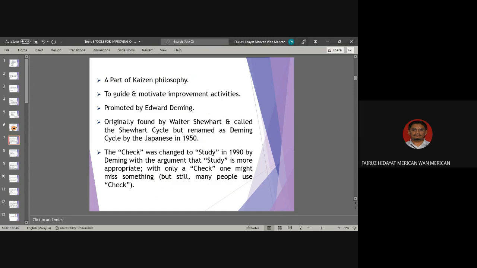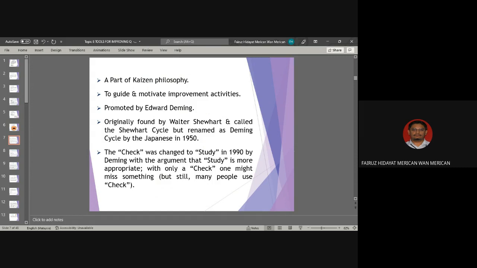So it's part of the Kaizen philosophy. It is to guide and motivate improvement activities. So probably you can apply this to any tool. It's to guide and motivate companies to improve themselves. So the person there, I forgot the name, it was originally by Walter Shewhart. It was then renamed by the Japanese to the Deming cycle, after Edward Deming had made some adjustments or improvements to the Shewhart cycle.